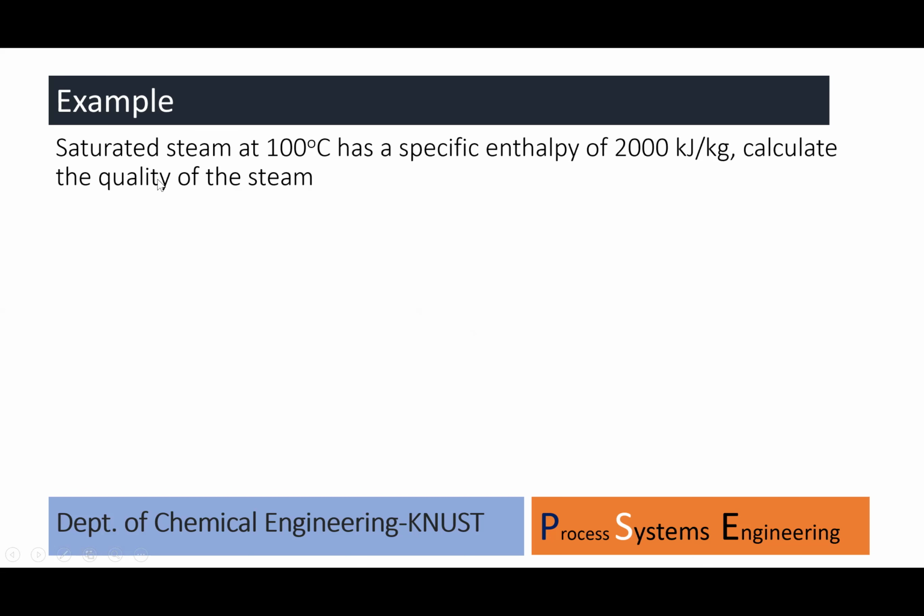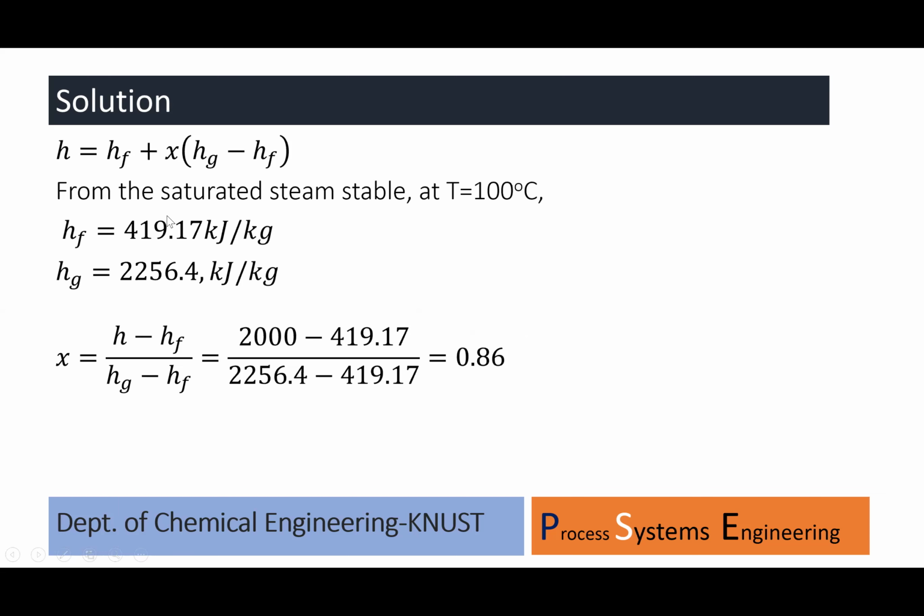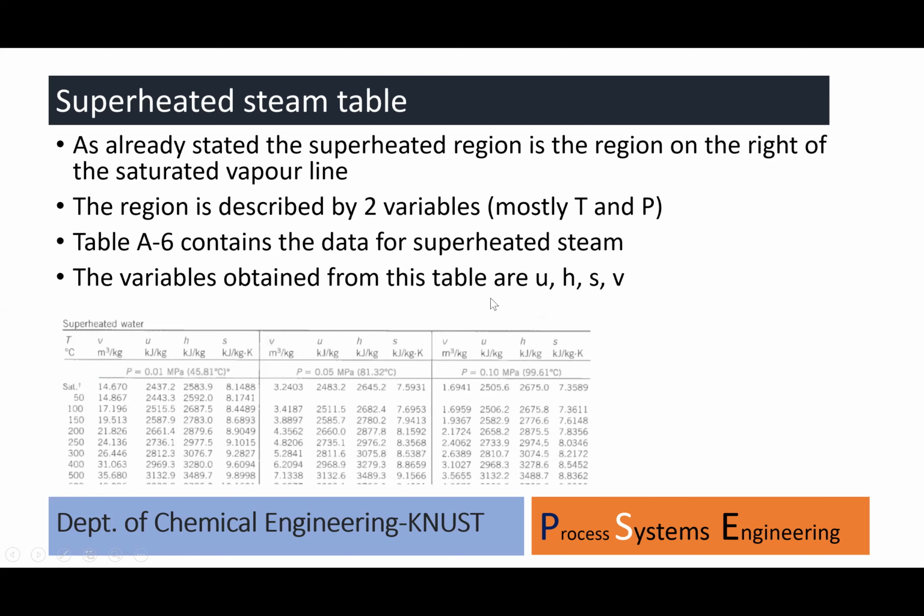Then the next question that we were also supposed to try out said that we have saturated steam at 100 degrees Celsius, and there's a specific enthalpy of 2000 kilojoules per kilogram. So we're supposed to now calculate the quality of the steam. So once again, we start with this expression. Then at 100 degrees Celsius, we find hf, we find hg. The question gave us the h. So we just make x the subject, and then that will give us the quality, right? That's what we were supposed to try out yesterday.